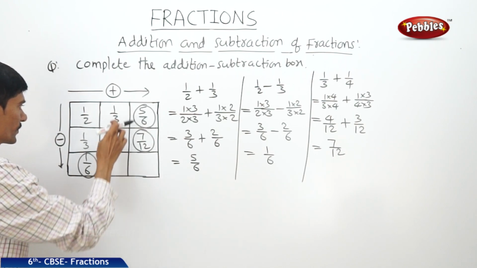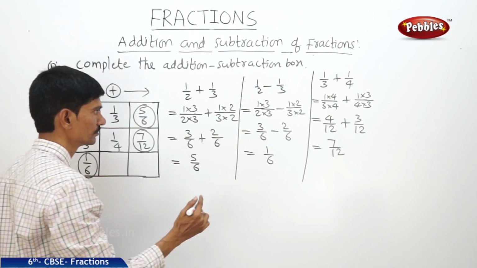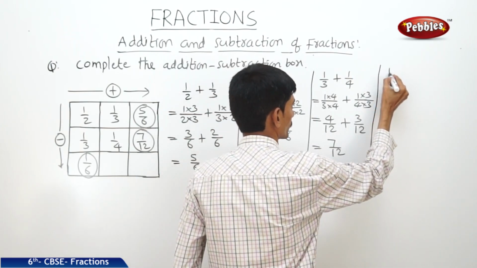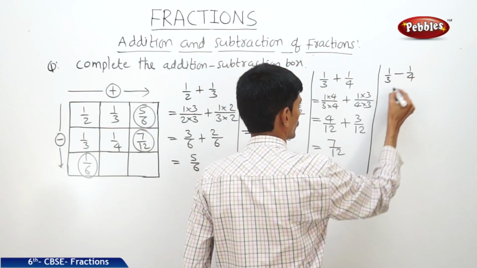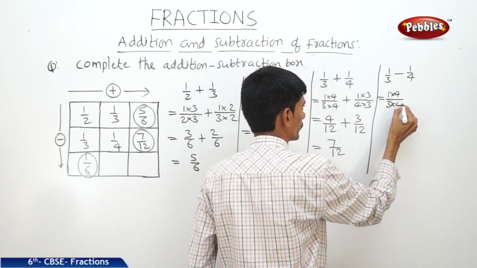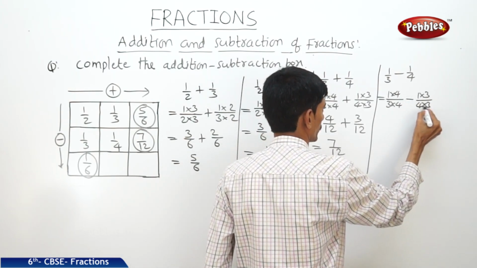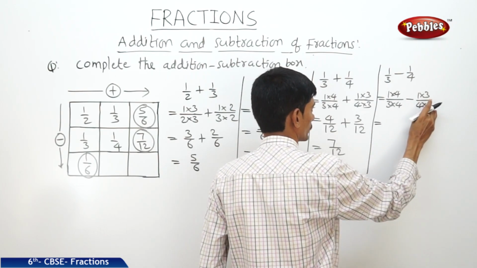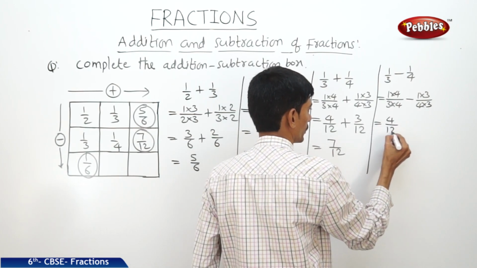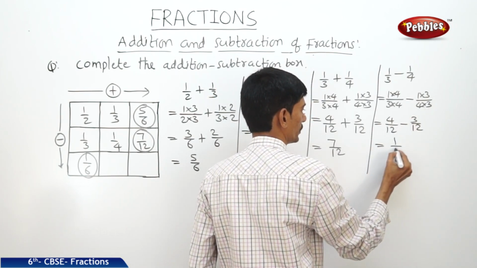Next, 1 by 3 minus 1 by 4 equals 1 into 4 by 3 into 4 minus 1 into 3 by 4 into 3. So this equals 1 4s are 4 by 12 minus 1 3s are 3 by 12. So here 4 minus 3 is 1 by 12.